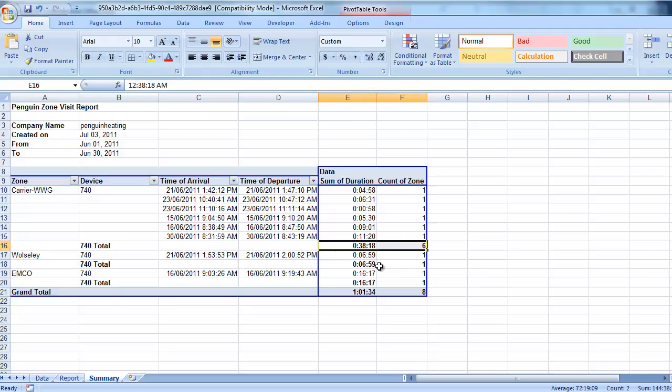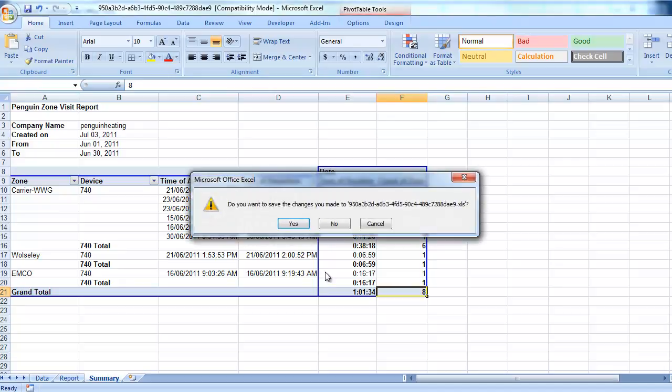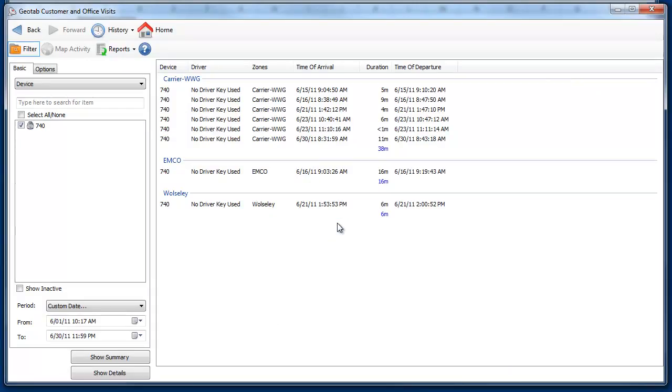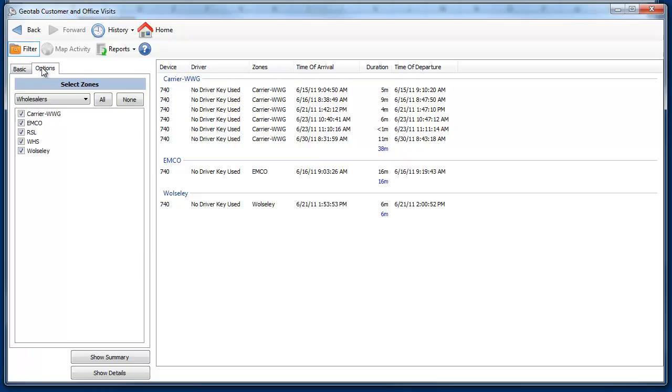Wolseley, they just went once for 6 minutes 59 seconds, and MCO 16 minutes 17 seconds, for a grand total of 1 hour 1 minute for 8 counts at all the wholesalers for this period, which again was really only from the 15th to the 30th, so really about a 2-week period. But that's how you will do that, and that report is pretty specific, so it should give you everything you need in one stop.